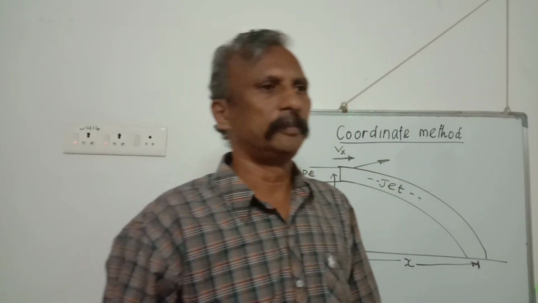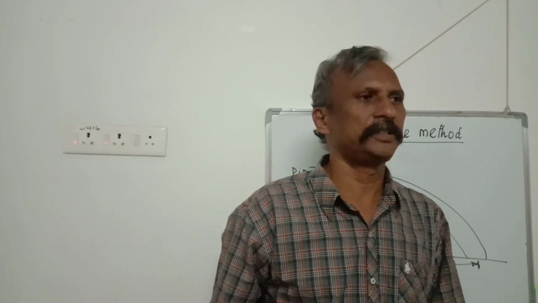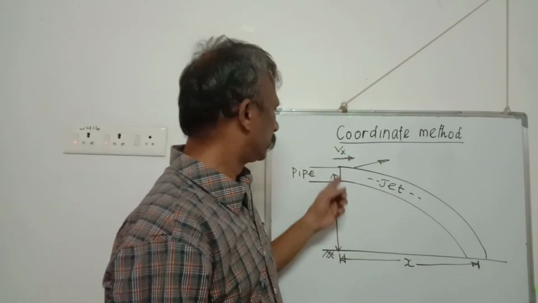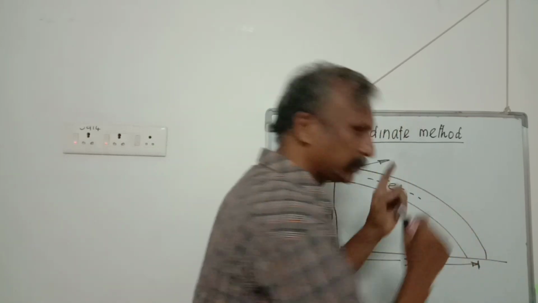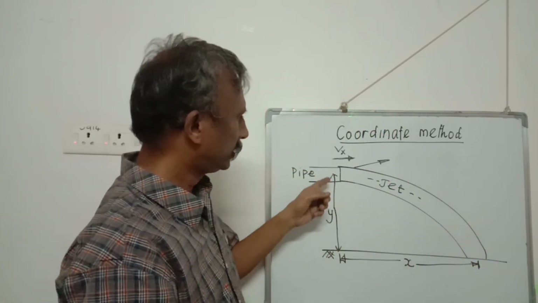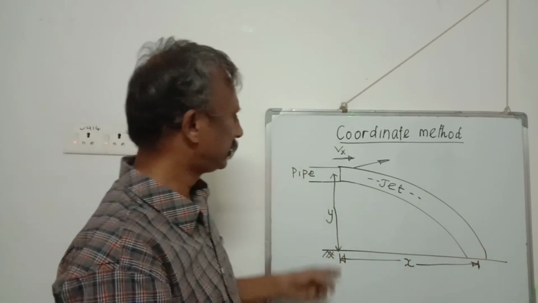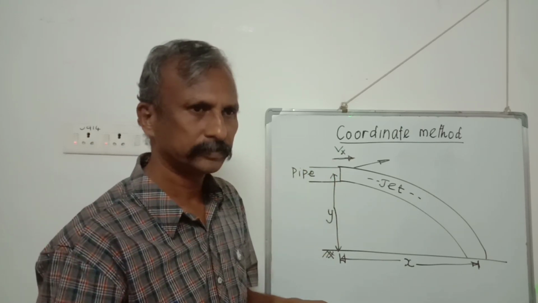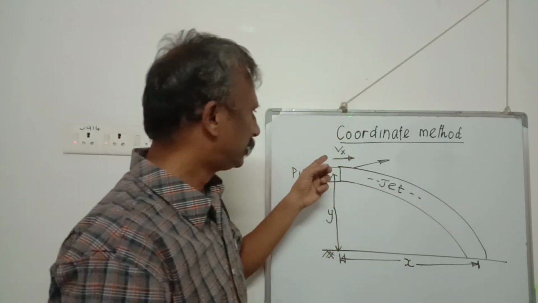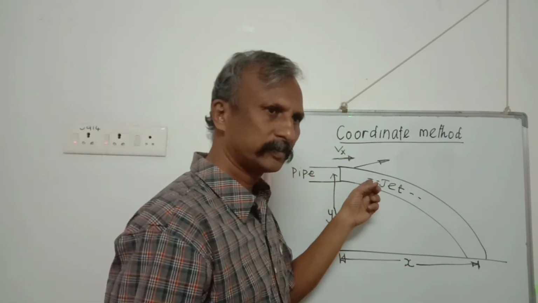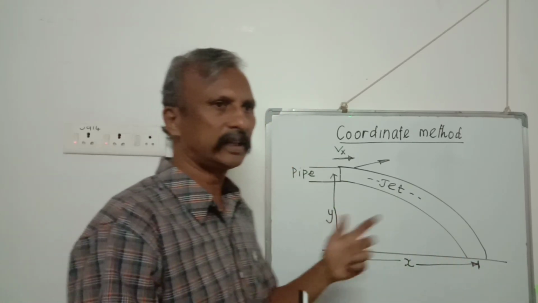Now we will see a method, namely the coordinate method, for finding discharge rate. See here, there is a pipe from which a jet falls down. Let the throw distance be x and the height of the pipe be y. And you can very easily understand that the velocity of throw, the distance of throw and the height of the pipe are interrelated.